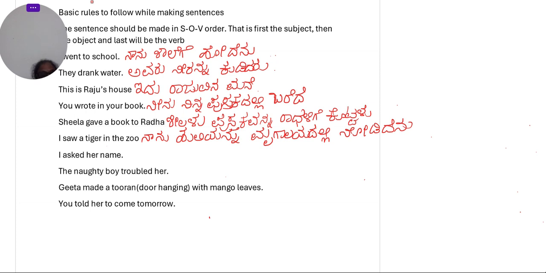Now let's look at the next sentence. I asked her name. Again the subject here is I, Nanu, and her name. So avalu is her and name is hesaru. And ask is the verb, which in its basic form is ask, which is helu. Sorry, ask is kelu.